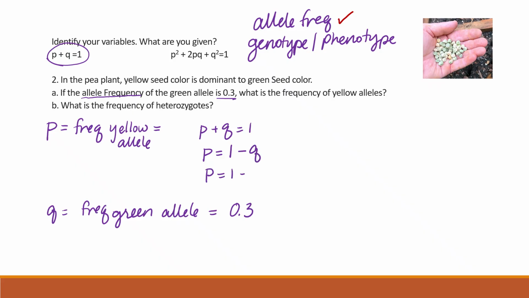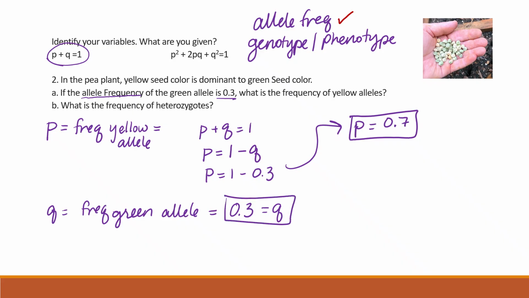Go ahead and plug in that q value, and we get p is equal to 0.7. So we've answered the first question. The frequency of the yellow allele is 0.7. We know from the problem that the frequency of the green allele is 0.3. Part B asks us, what is the frequency of heterozygotes?